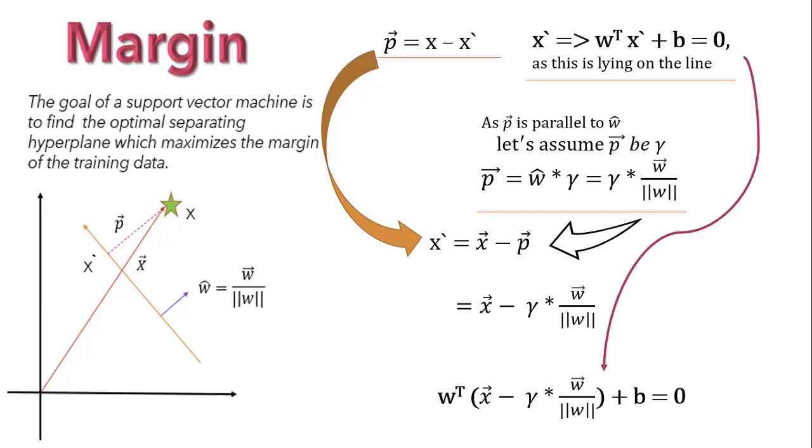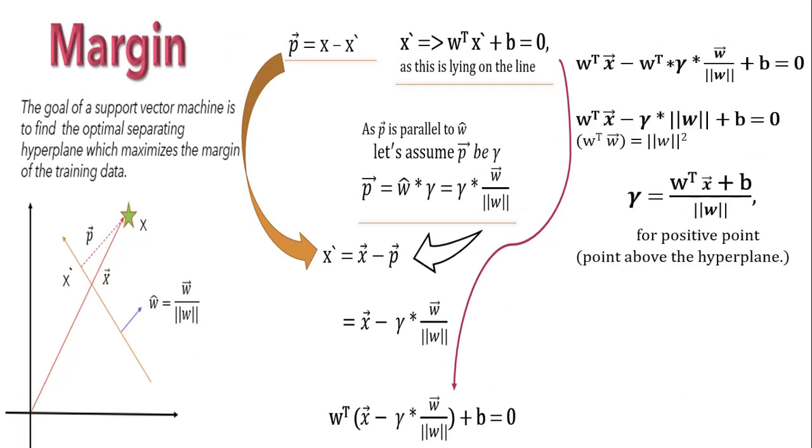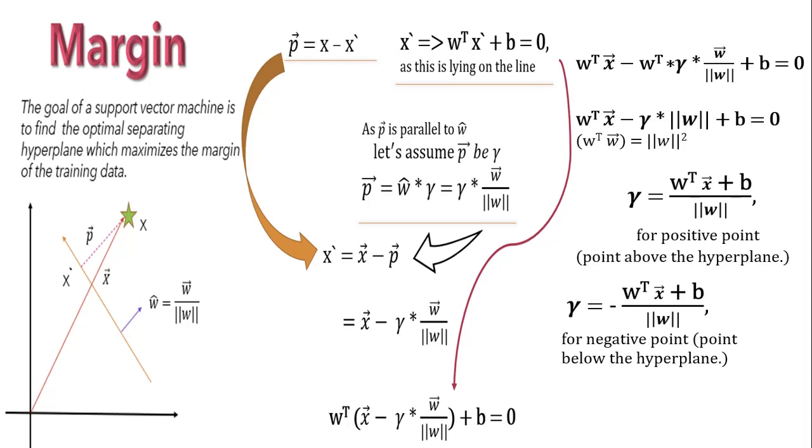Now let's replace X hat in the equation W transpose X plus B is equal to 0. We will get gamma as W transpose X plus B over norm of W. Guys, just to add one thing, W transpose times vector W will be the square of norm of W. If X is below the line, then the margin value gamma will be minus of W transpose X plus B over norm of W. So guys, by getting this knowledge, one can create the margin. Now if you know the label of a new unknown data point, then this will become y times (W transpose X plus B) over norm of W.